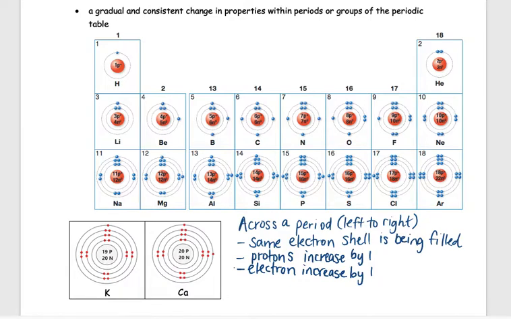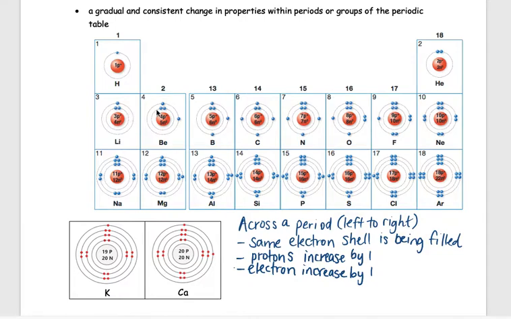Okay, so as you're going across the row here, or going across the period, so for example, if we're looking at the lithium all the way to the neon row here, what we're noticing is that the electrons are increasing as we go across. The protons are increasing as we go across. The neutrons don't have so much of a pattern. Sometimes they're the same, generally they are increasing, but what I want you to focus on here are the protons and electrons today.